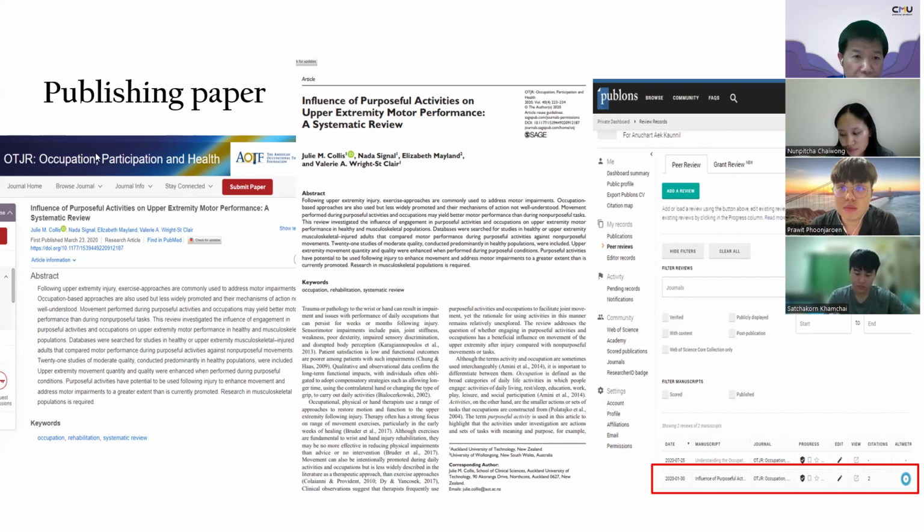And this is what we call OTJR. OTJR is run by SAGE. You know SAGE, the symbol is the S. Does someone know that the S is the symbol of SAGE? The Australian journal is Wiley, this is the publisher.